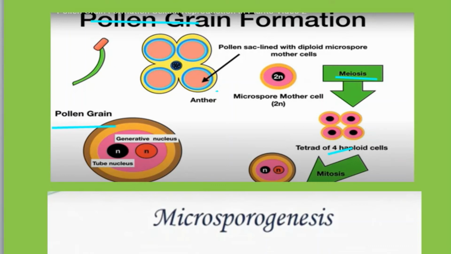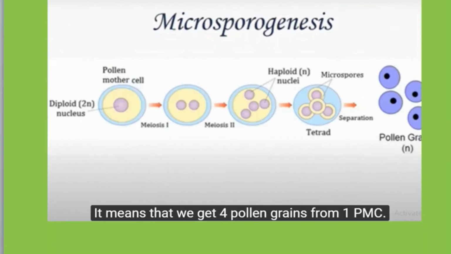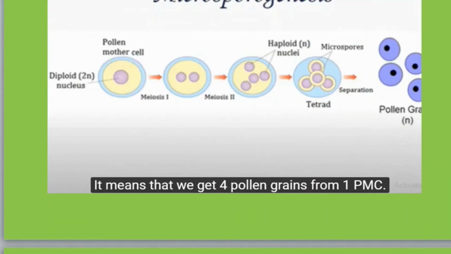So this is the structure of pollen grain. Now I will show you microsporogenesis once again in another picture. This is the process of microsporogenesis. Pollen mother cell, in short PMC. This pollen mother cell is diploid, 2N.